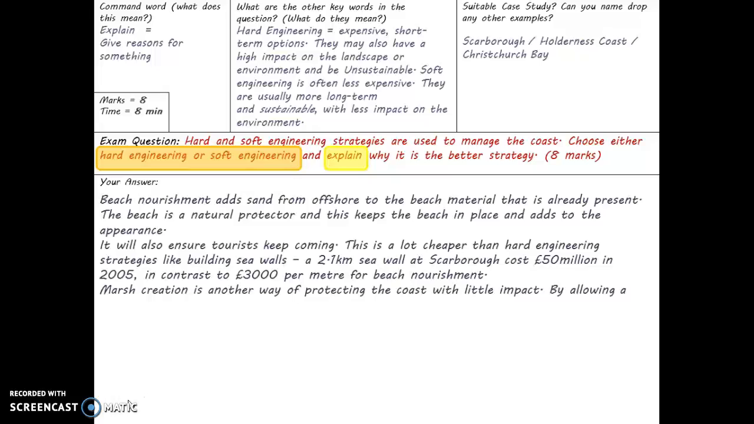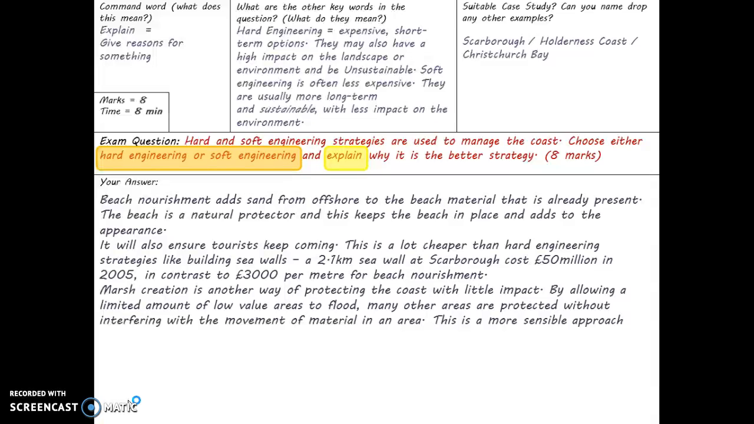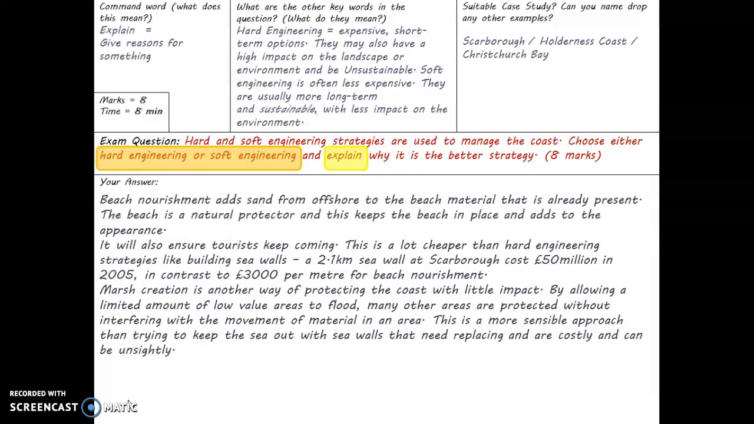Marsh creation is another way of protecting the coastline with little impact. By allowing a limited amount of low-value areas to flood, many other areas are protected without interfering with the movement of material in an area. This is a more sensible approach than trying to keep the sea out with seawalls that need replacing and are costly and can be unsightly. So again, the advantages of one method compared with the disadvantages of another.